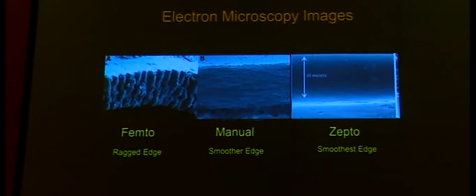Now these are a few electron microscopy images showing the comparison between the Femto, the manual, and the Zepto Rexis edges. And you can see that the Femto has a slightly more ragged edge compared to the manual. And I think Zepto Sir will cover that, so I'm not going to talk much about it.